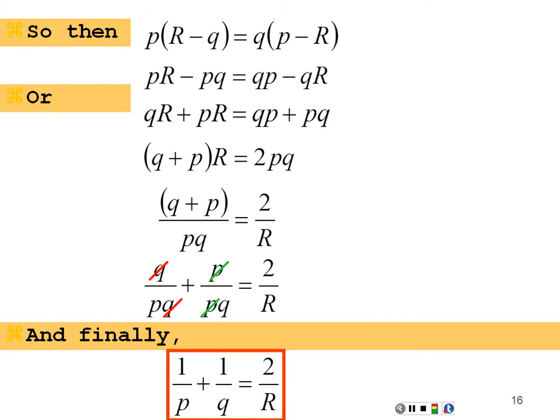So 1 over the object distance plus 1 over the image distance is equal to 2 over the radius of curvature of the mirror. How about that? This is one form of what is called the mirror equation.